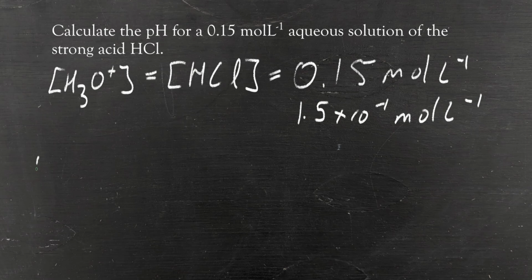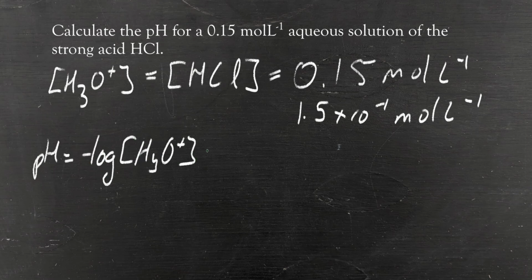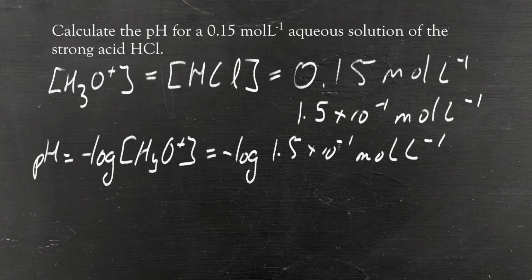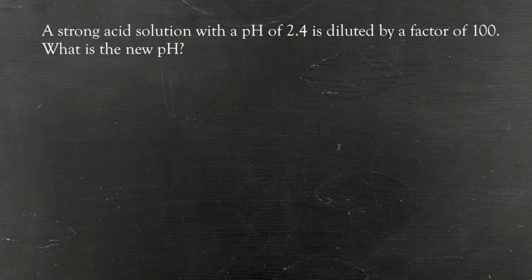Now we know that pH is equal to negative log of the hydronium concentration. So it's going to be equal to negative log 1.5 times 10 to the -1 moles per liter. And we could have a rough guess here that because we've got that times 10 to the power of -1, the pH should be somewhere between 0 and 1. And indeed, if we were to put this into our calculator, we find that the pH is equal to 0.824.